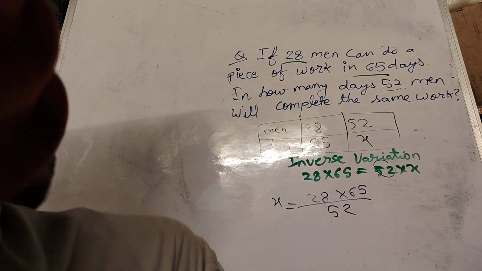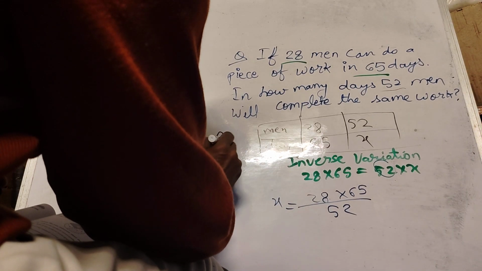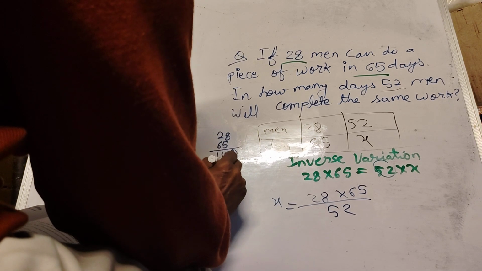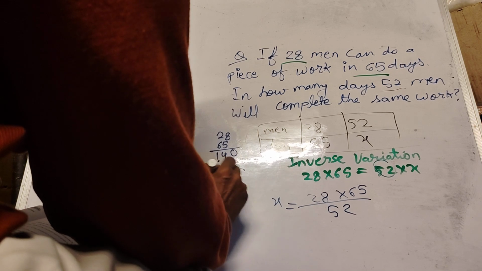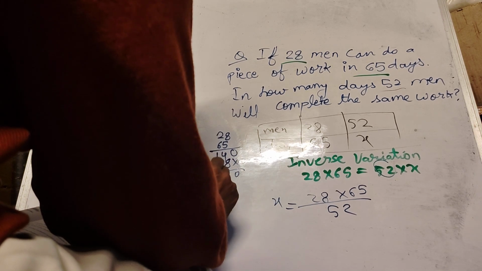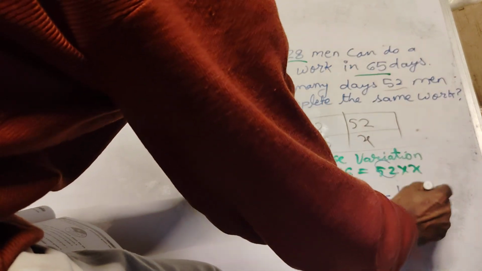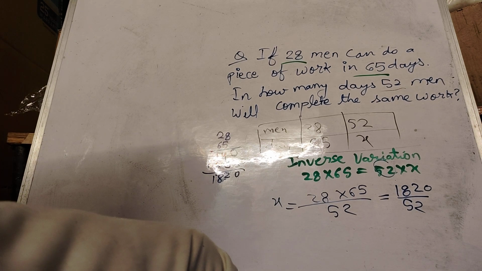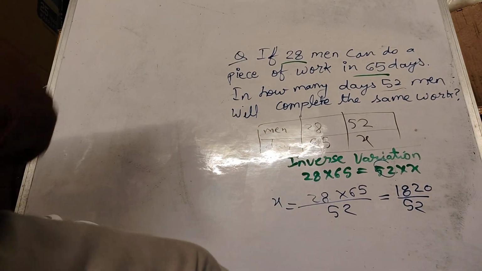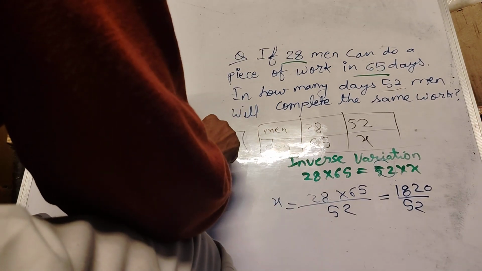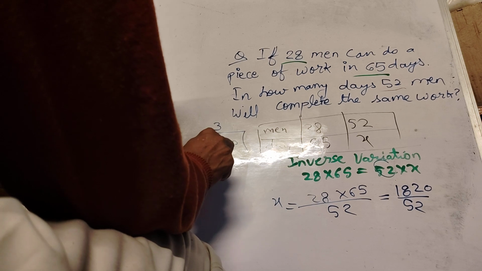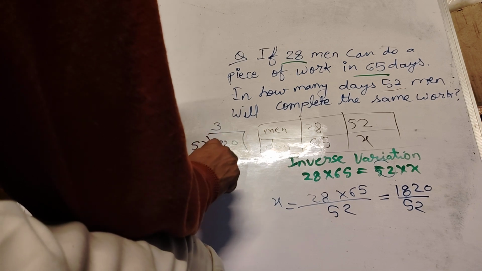28 multiplied by 65 is 1820, divided by 52. So we can write the division 1820 divided by 52. 52 times 3 is 156. Subtract it: 12 minus 6 is 6, 7 minus 5 is 2, and 0 comes down.